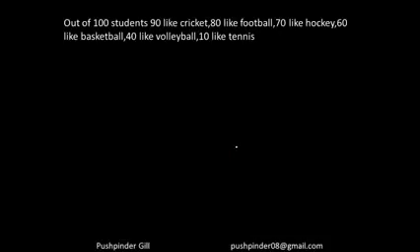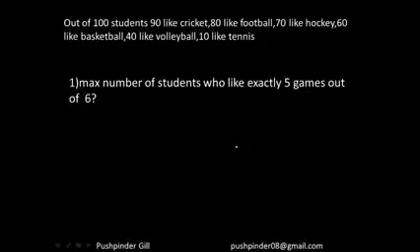So out of 100 students, 90 like cricket, 80 like football, 70 like hockey, 60 like basketball, 40 volleyball and 10 tennis. So there are a lot of permutations and combinations in which what can happen. There will be people who like only cricket and football. There will be people who like only hockey and basketball. There will be people who like exactly 3, exactly 4 and stuff like that. So you don't have to fall for that trap. You just see what the question is asking for you. Now let's pick up one of the questions. Let's say, find the maximum number of students who like exactly 5 out of 6 games, right?